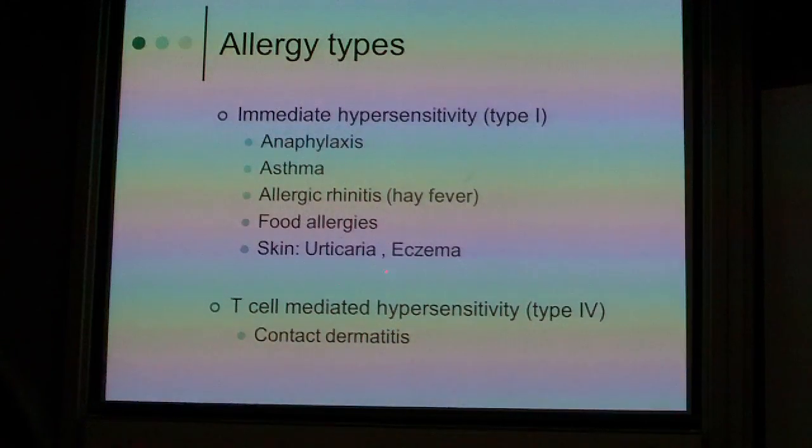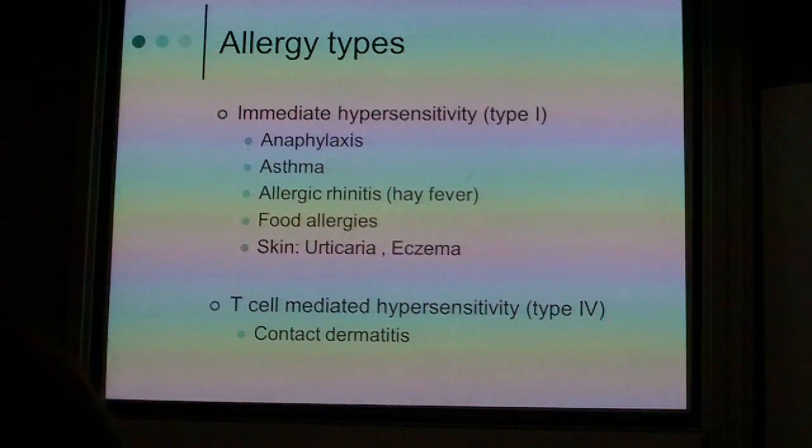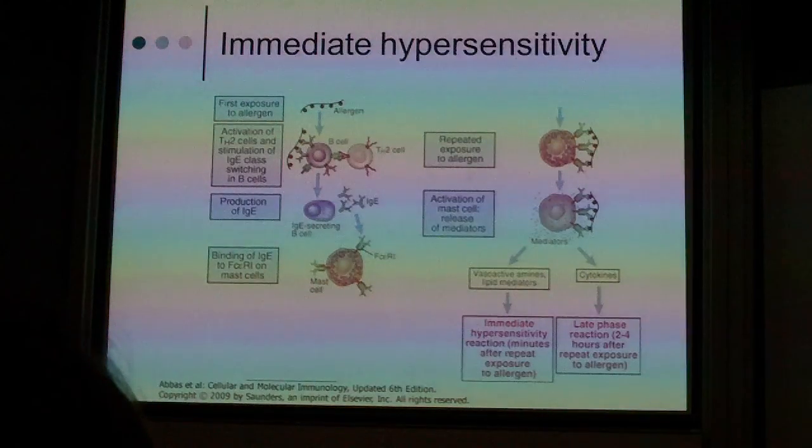And we will know that urticaria and eczema are expression forms of this type of allergy on the skin. And then the T-cell mediated hypersensitivity type 4, contact dermatitis related to, for example, nickel allergy or latex allergy. That will not be a major topic of this lecture because it will not be involved in the research seminar. So this is something that should be familiar with you.